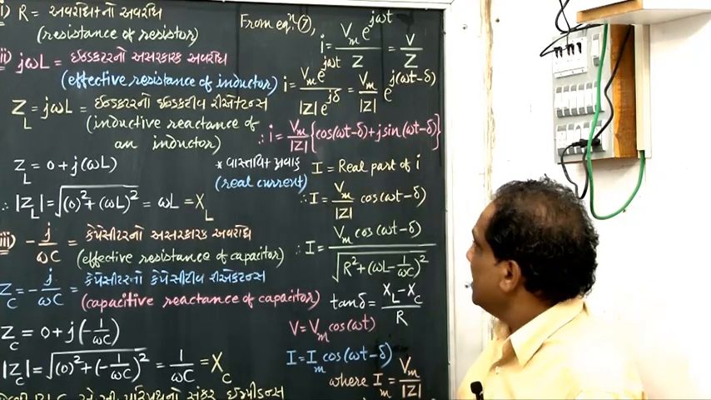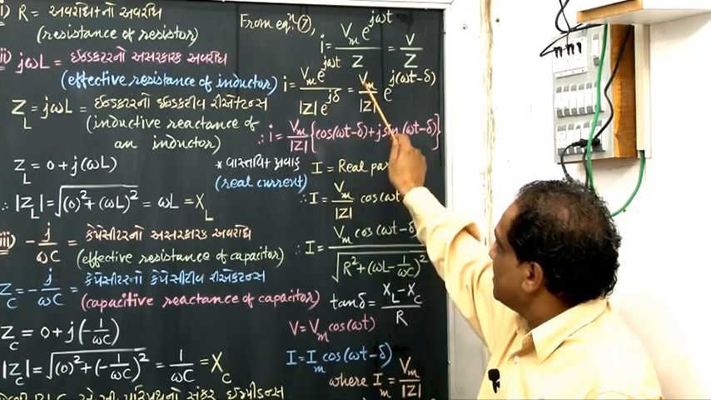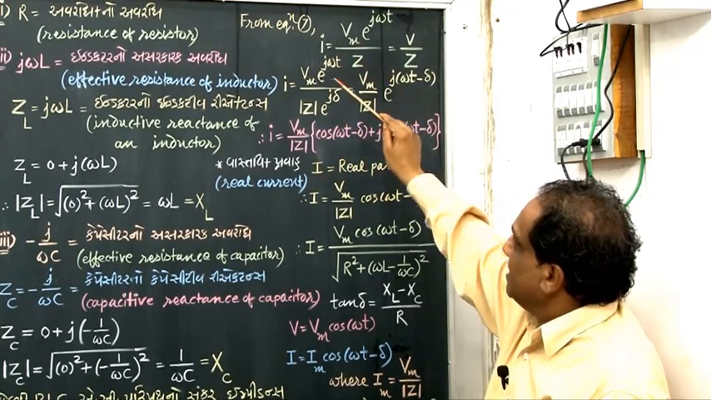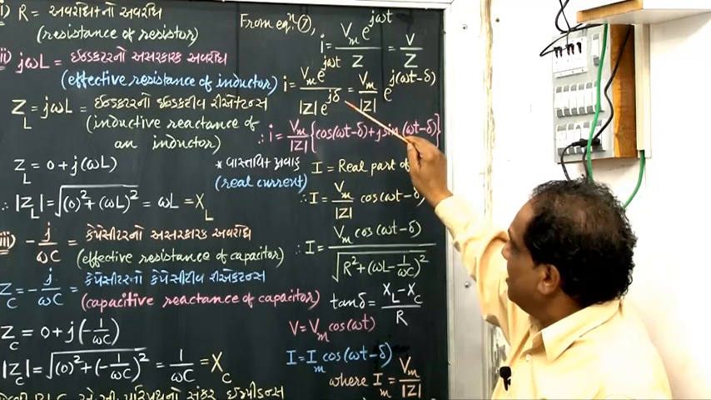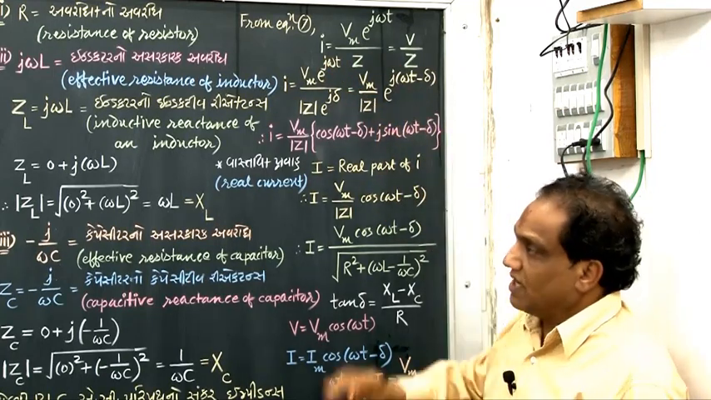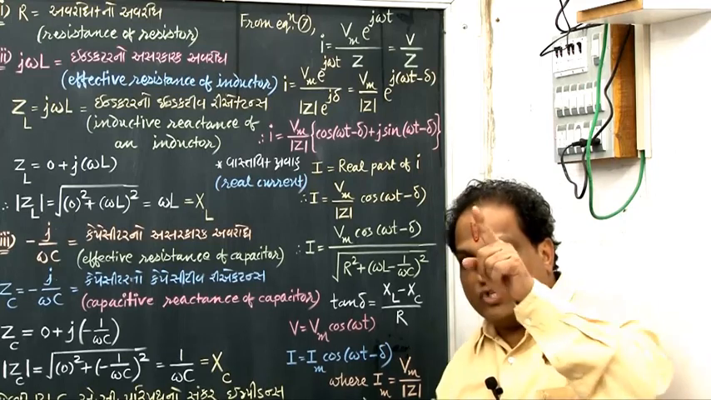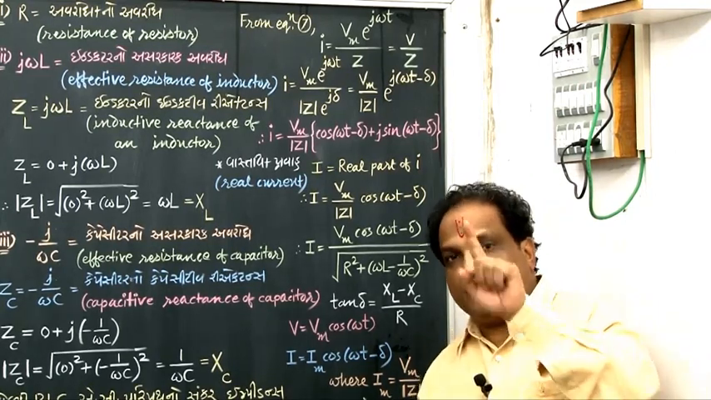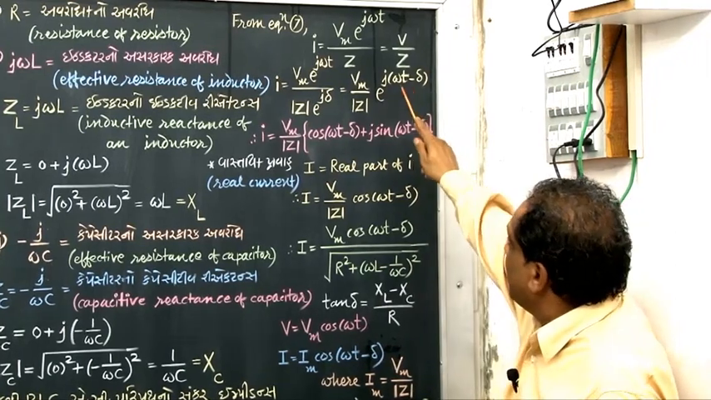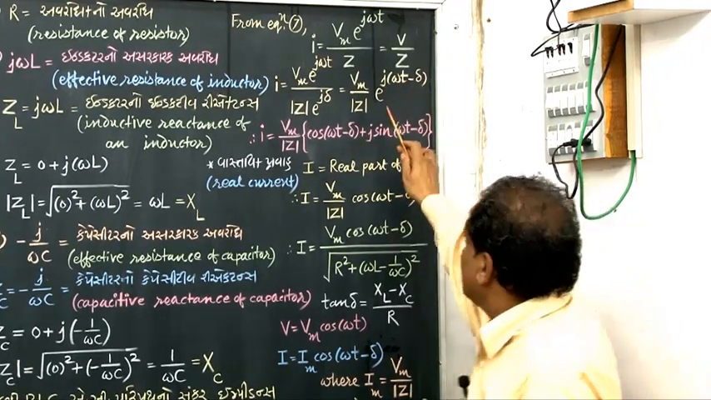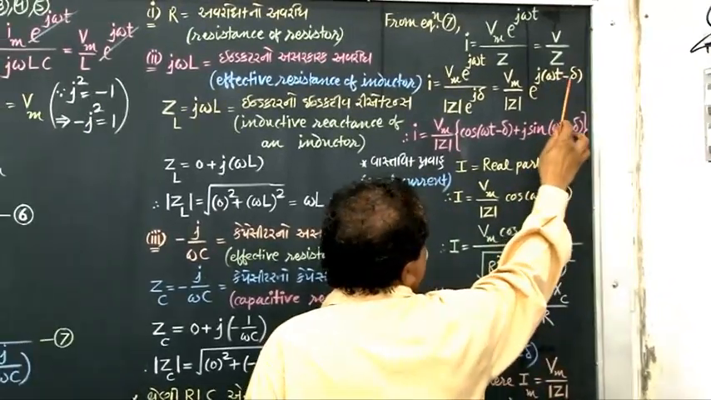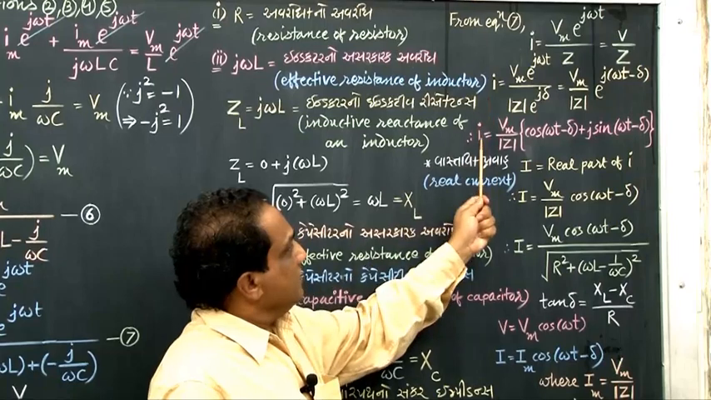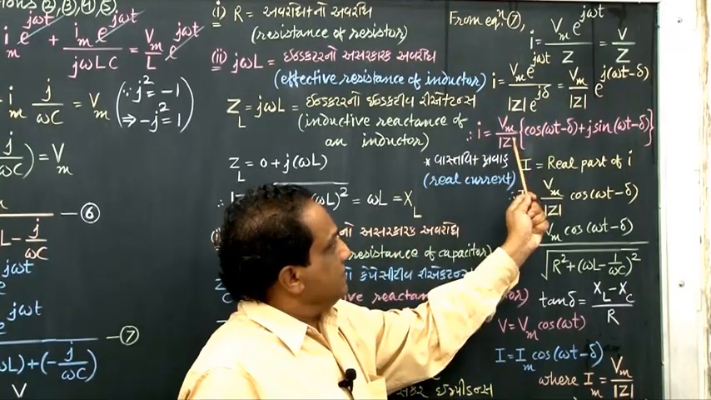Now Vm upon mod z as it is. Take this part up in the numerator. Then e raised to j omega t into e raised to minus j delta, when you take it in the numerator, it is now e raised to j, common inside the bracket, omega t minus delta. Fine. Now this I as it is, Vm upon mod z as it is.